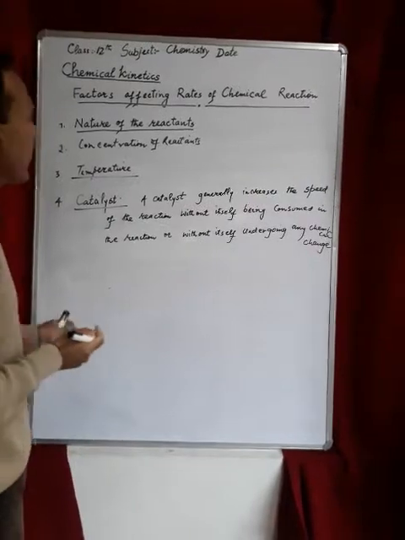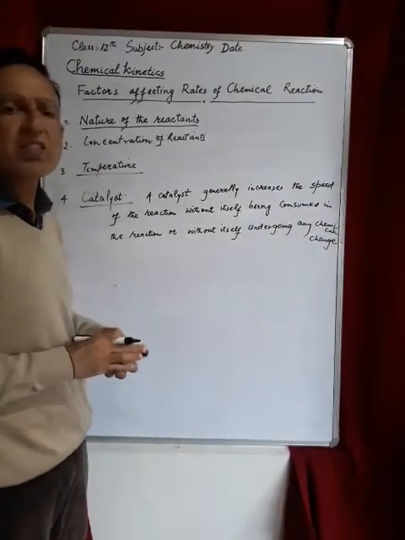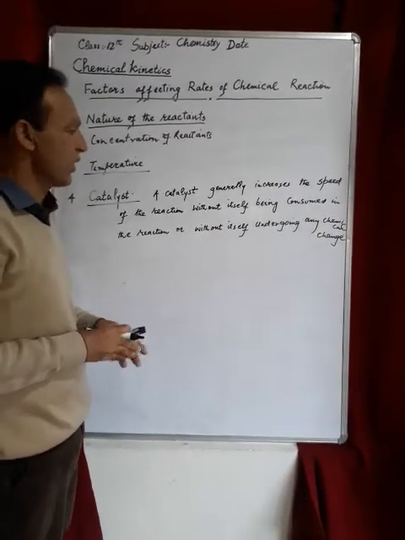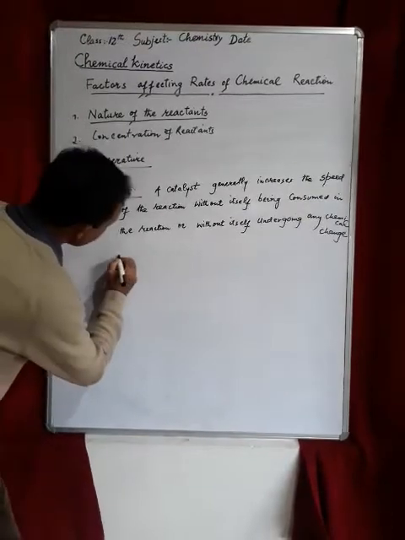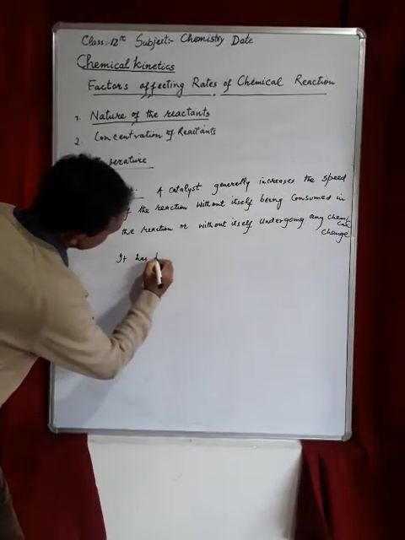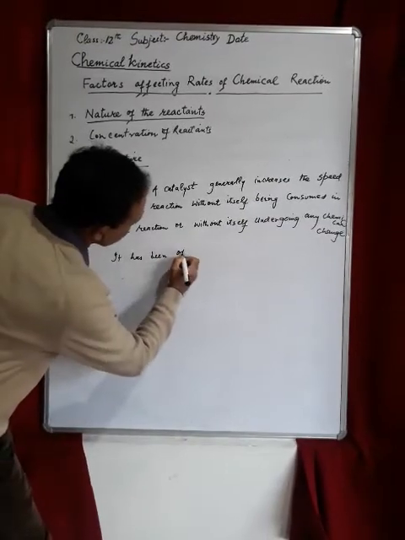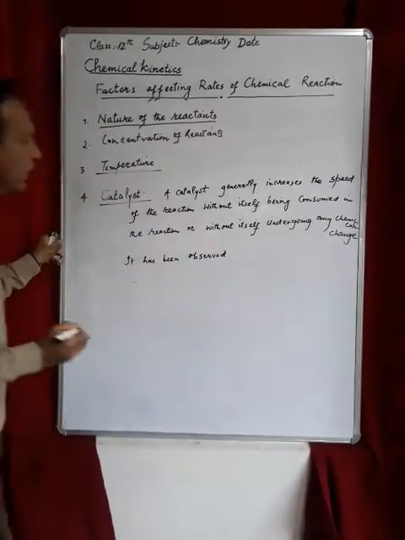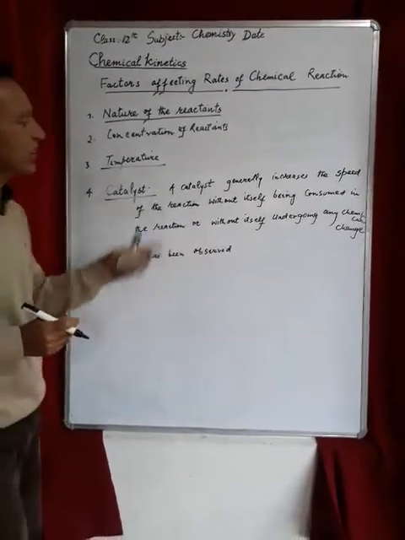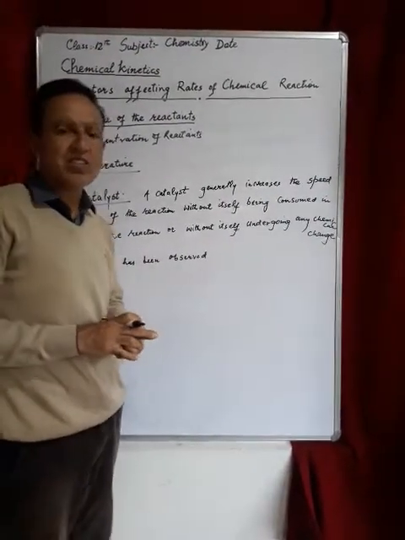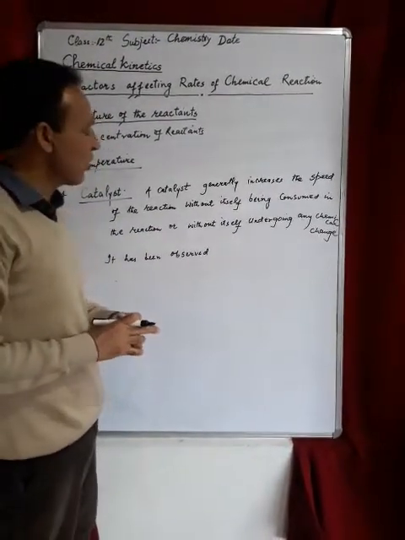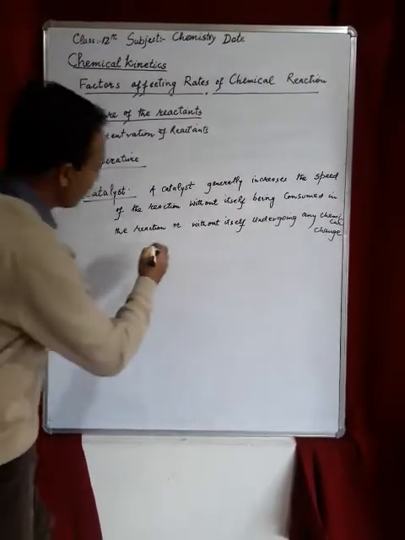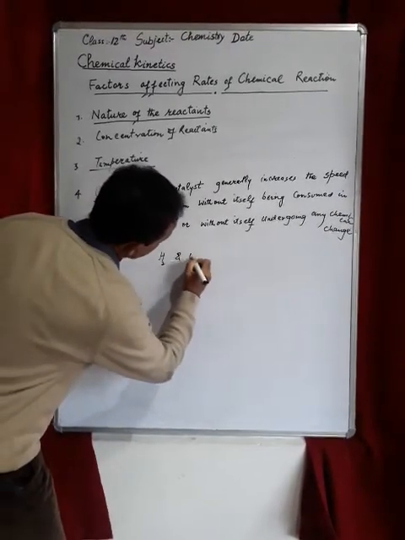तो कैटलिस्ट का काम क्या है? It generally enhances, increases the speed of the reaction without undergoing any chemical change during the chemical reaction. तो क्या देखा गया है? It has been observed that in many reactions the presence of the catalyst increases the speed of the reaction. For example, the reaction between hydrogen and oxygen.